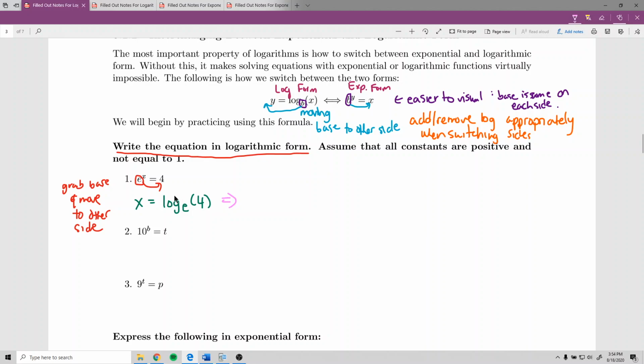And this is one of our special logs, so it's good to practice writing it in the more appropriate term. Since log base e is the natural log, we want to simplify it. And we get x equals the natural log of 4. Now, one thing that's important about these problems is it wants the equation, so you got to type this whole thing in. Don't just type in ln of 4, don't just type in x, you need to type in the entire equation.